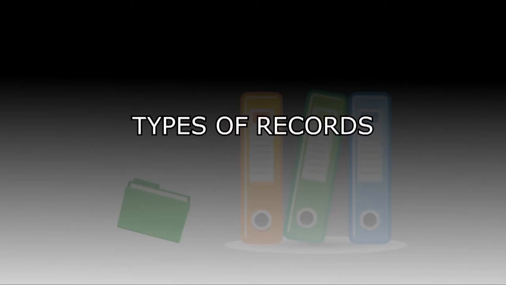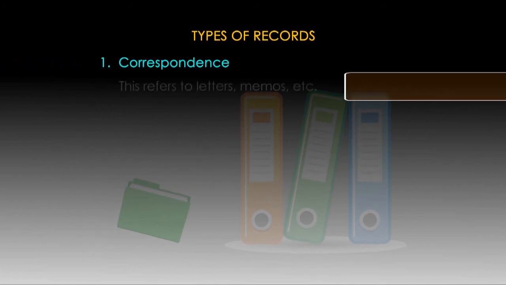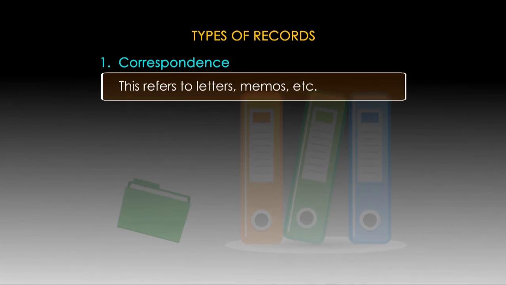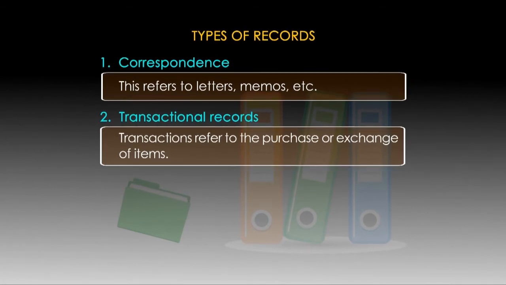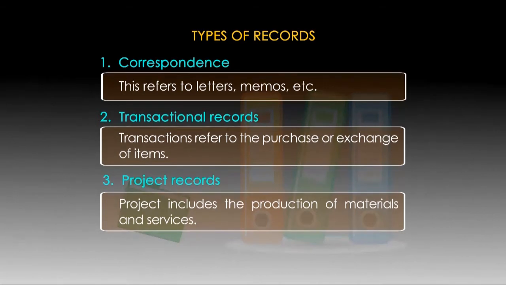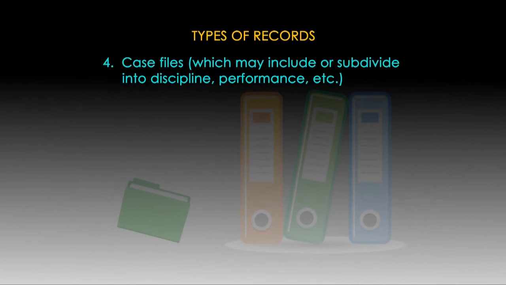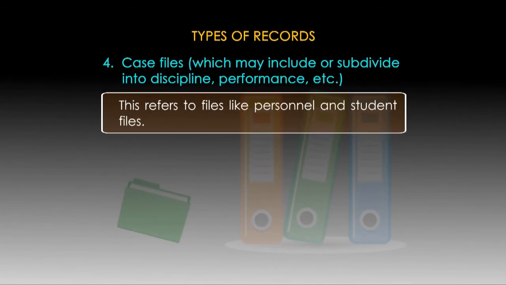Now we have types of records. We can classify records in the following manner. Number 1, correspondence. This refers to letters, memos, etc. Number 2, transactional records. Transactions refer to the purchase or exchange of items. Number 3, project records. Project includes the production of materials and services. Number 4, case files, which may be subdivided into discipline, performance, etc. This refers to files like personnel and student files.